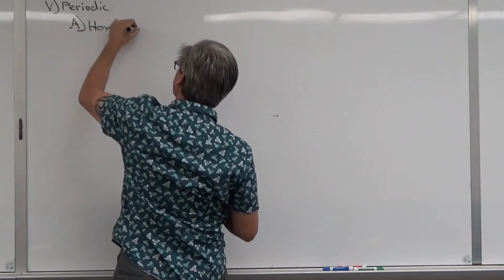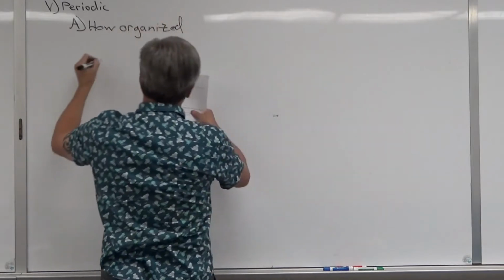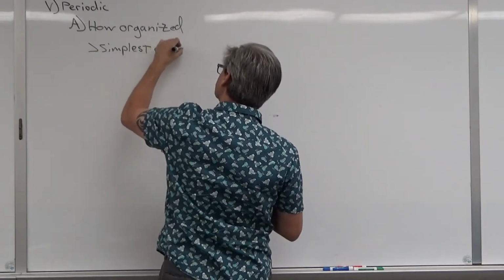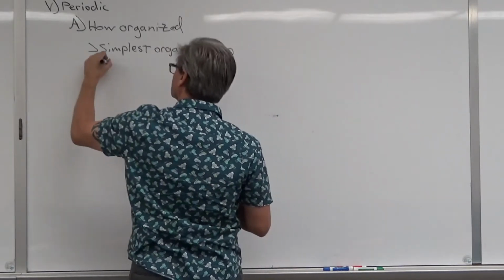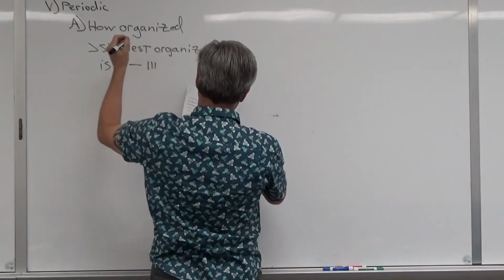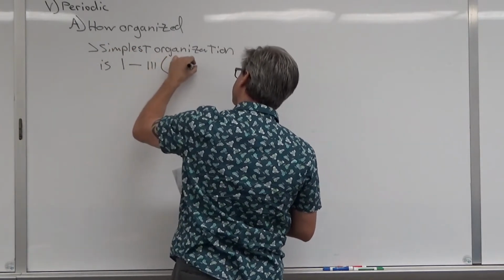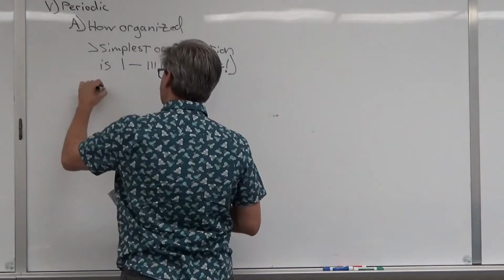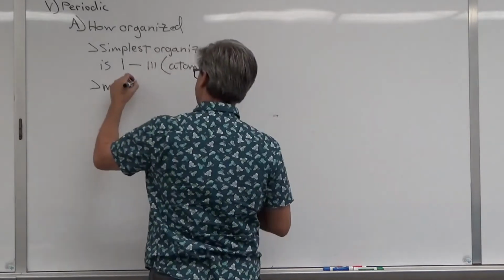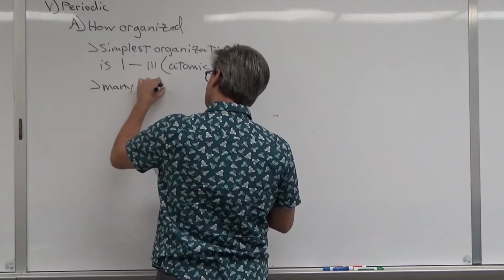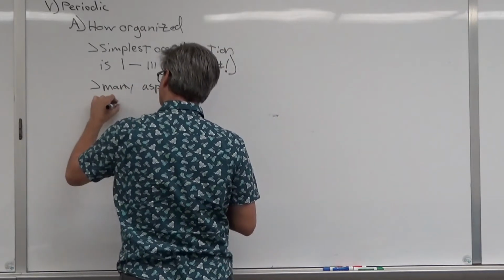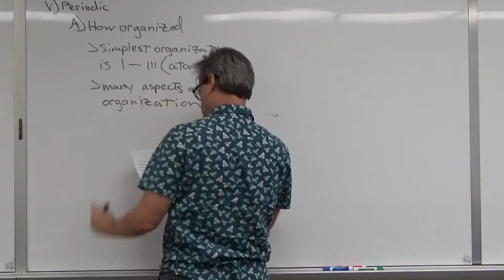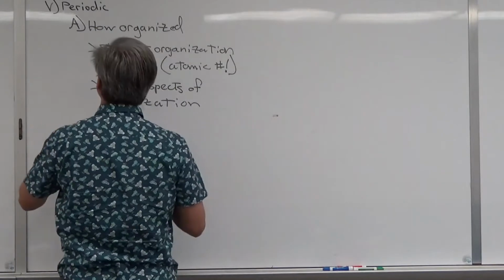How organized. The simplest organization is the atomic number, 1 to 111. Okay? All right. There are many aspects of organization, which I introduced to you a second ago. Many different ways you can organize them. Okay. There is groups versus periods.